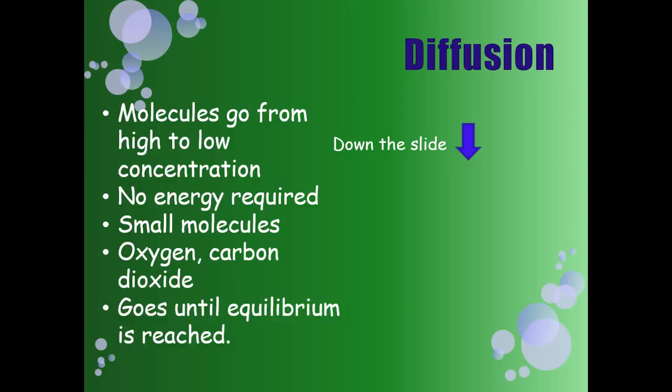Diffusion keeps happening until equilibrium is reached. Once you have equal numbers on both sides, that doesn't mean the molecules stop moving. It simply means they move in equal numbers back and forth across the cell membrane.